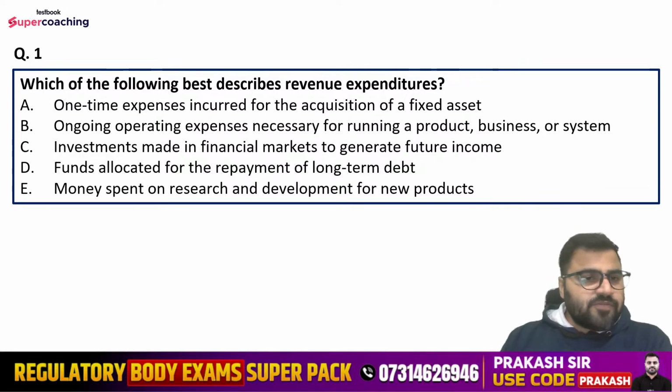That is question number one: which of the following best describes revenue expenditures? Options are: one-time expenses incurred for the acquisition of a fixed asset; ongoing operating expenses necessary for running a product, business or system; investments made in financial markets to generate future income; funds allocated for the repayment of long-term debt; money spent on research and development for new products. What is the right answer according to you? Read the question carefully. We are talking about the revenue expenditures here, guys.